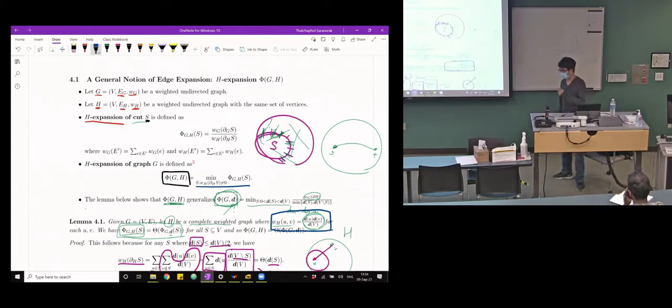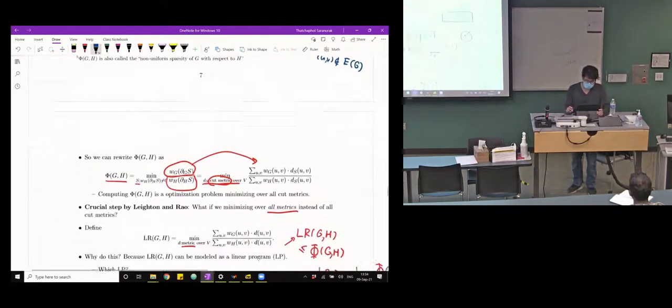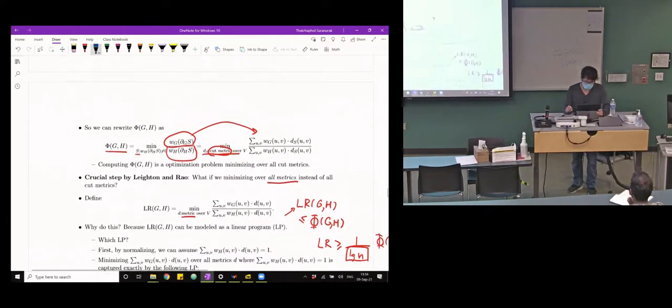Coming back to my question, what was the second ingredient? Anyone? We can use cut metrics to represent any L1 metric. Right, any L1 metric is just a non-negative combination of a bunch of cut metrics. That is the second one. Yeah, so now we are ready: we have everything we need, and you will see how we use it.